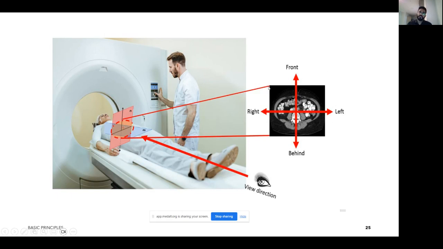But imagine if the gantry line was away, or gantry line was here and the vertebra was on this side. Now we know that this is a prone CT.